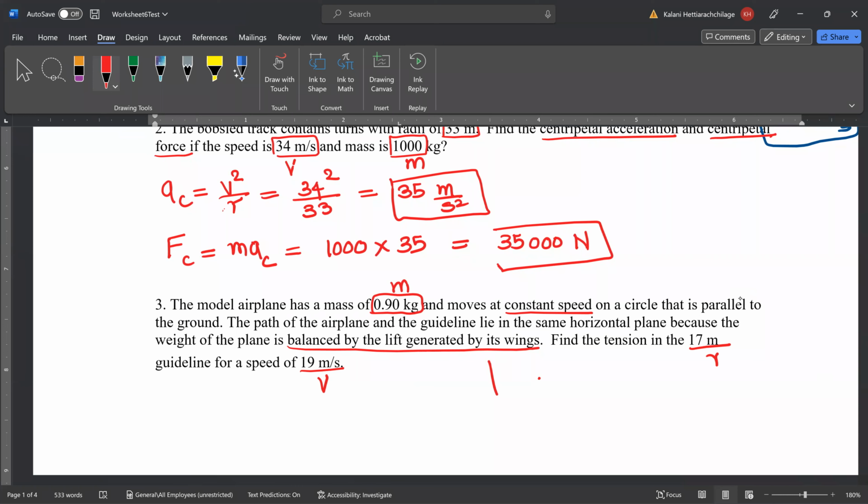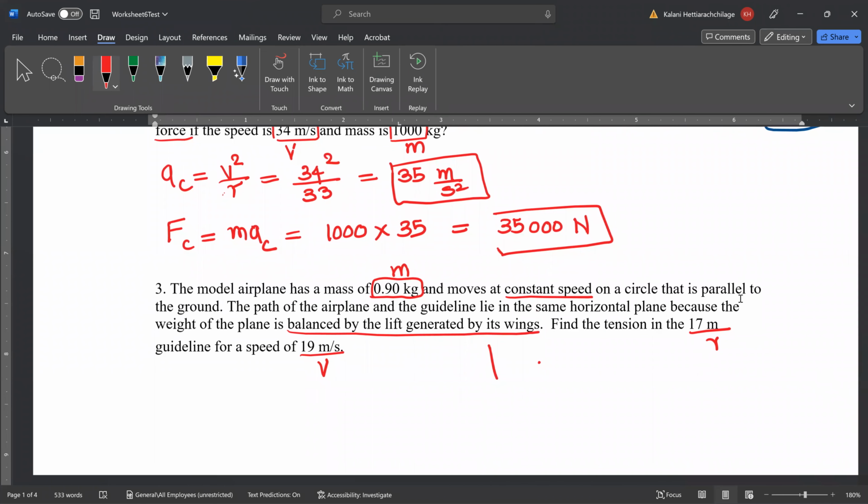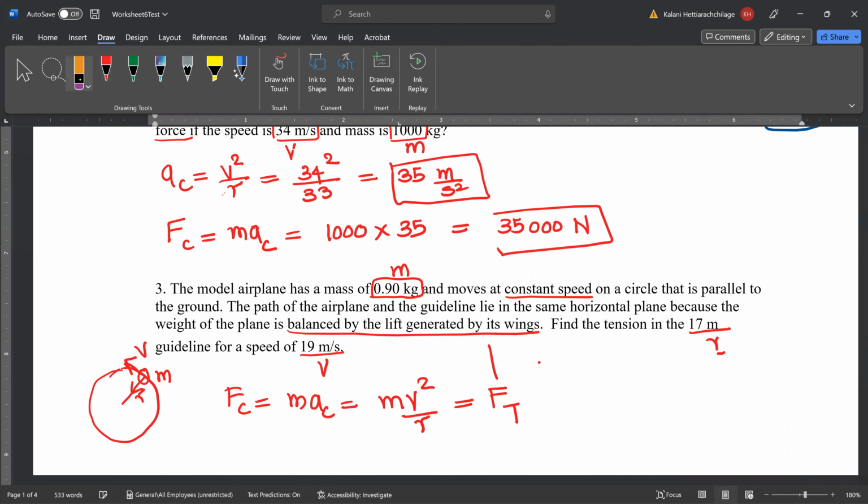Okay. After you identify that, finding the tension means basically, in this case, the centripetal force, right? Although I drew it in a vertical way, this is a horizontal ground, okay? So your plane is here, the plane is moving with velocity v, and this is r, and m is the mass of the plane. Then the centripetal force is, as we know, mass times acceleration. That will be mass times velocity squared over r. You can calculate it, but the important thing here is that this centripetal force is the tension force in this case. Okay, that's an important concept here.